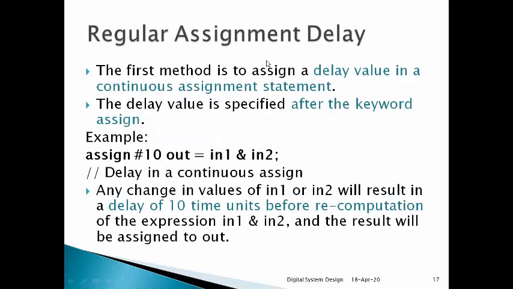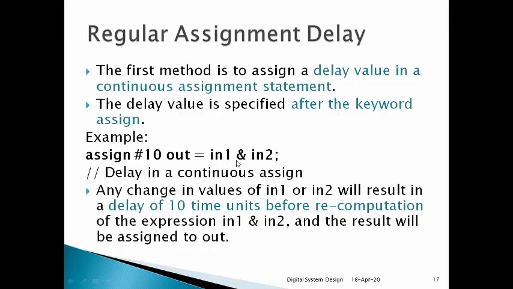This is the regular assignment delay. You have to note that in this type of assignment the delay value is specified after the keyword assign. Here you will see in this example that after the keyword assign, this delay is used. And how this is executed: any change in the values of in1 and in2 will result in a delay of 10 time units before recomputation of the expression of in1 and in2, and the result will be assigned to out.